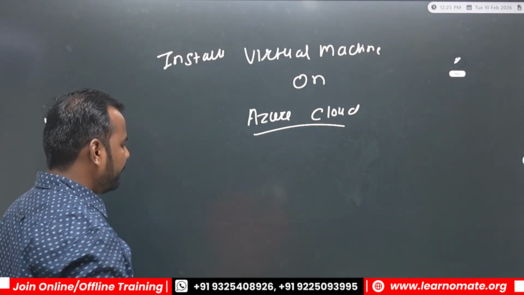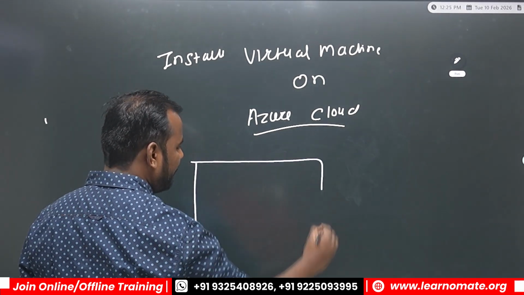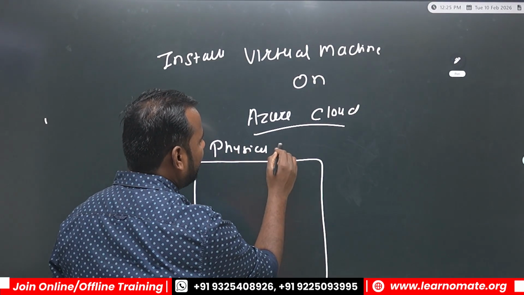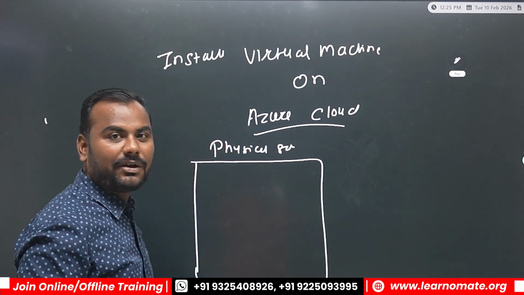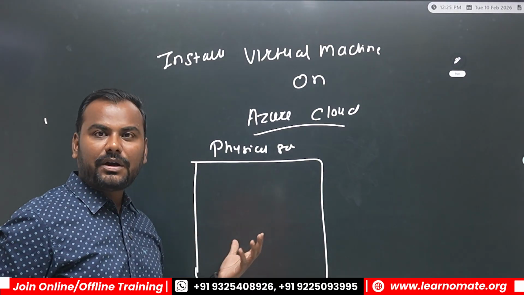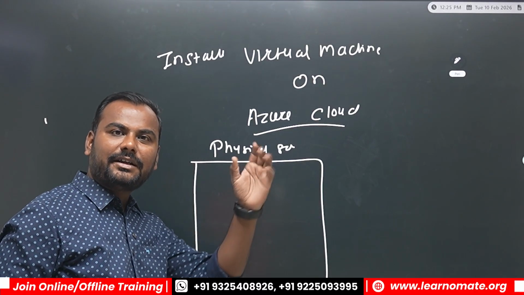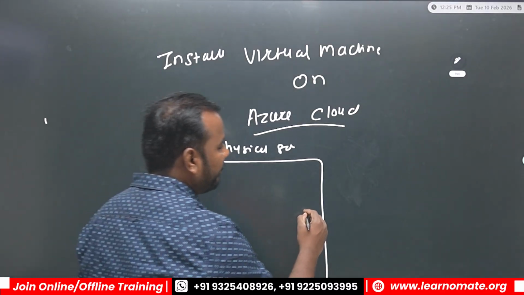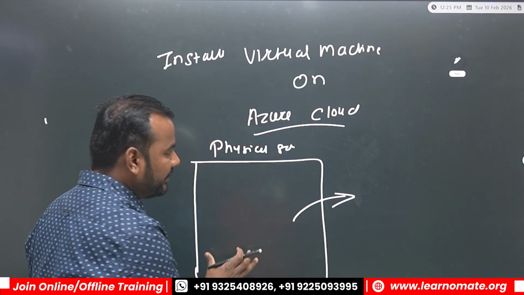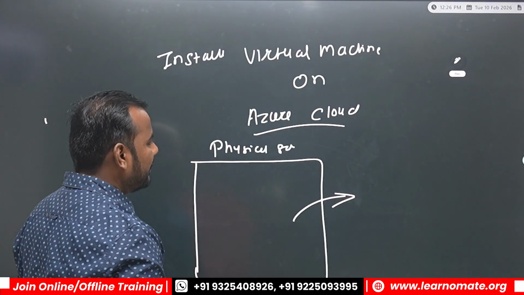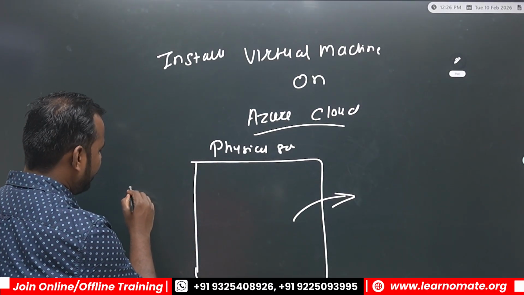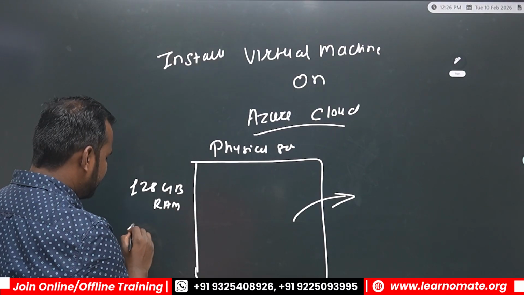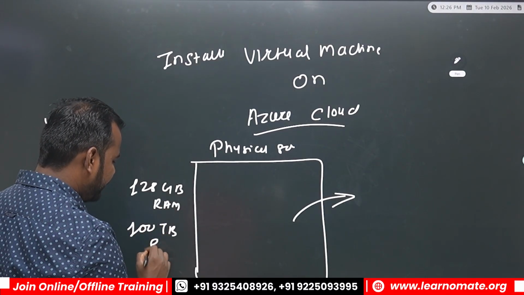So what we are basically doing, let's take an example. You have a big server, which is your physical server. Right now we are talking about the cloud only. So whatever servers you have, or like you are getting a data center, in the data center you definitely have some servers available. We are going to divide the resources of this server. Let's take an example. This server is with 128 GB RAM. It has 100 terabyte of storage.